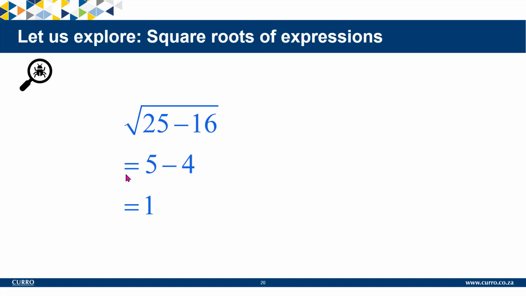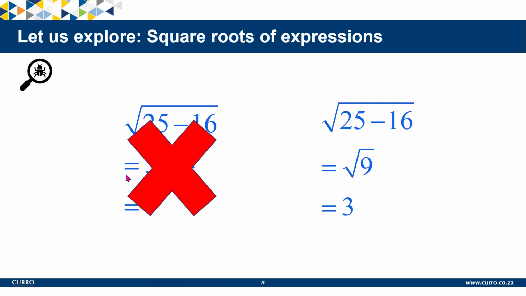Be careful. Here we've got 25 minus 16. If we square root each number separately, so if we say 5 minus 4 is 1, is that right? Let's first subtract 16 from 25. Then we get 9, and the square root of 9 is 3. The two answers are not the same, so which one is correct? You're absolutely correct, not the left one.